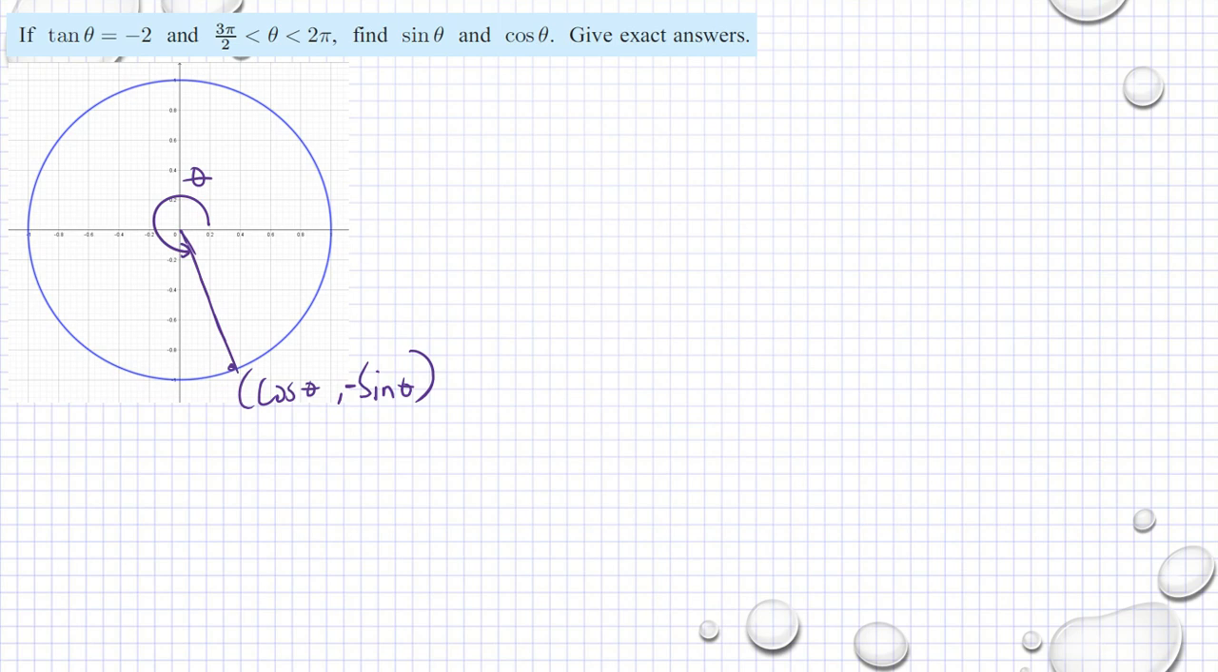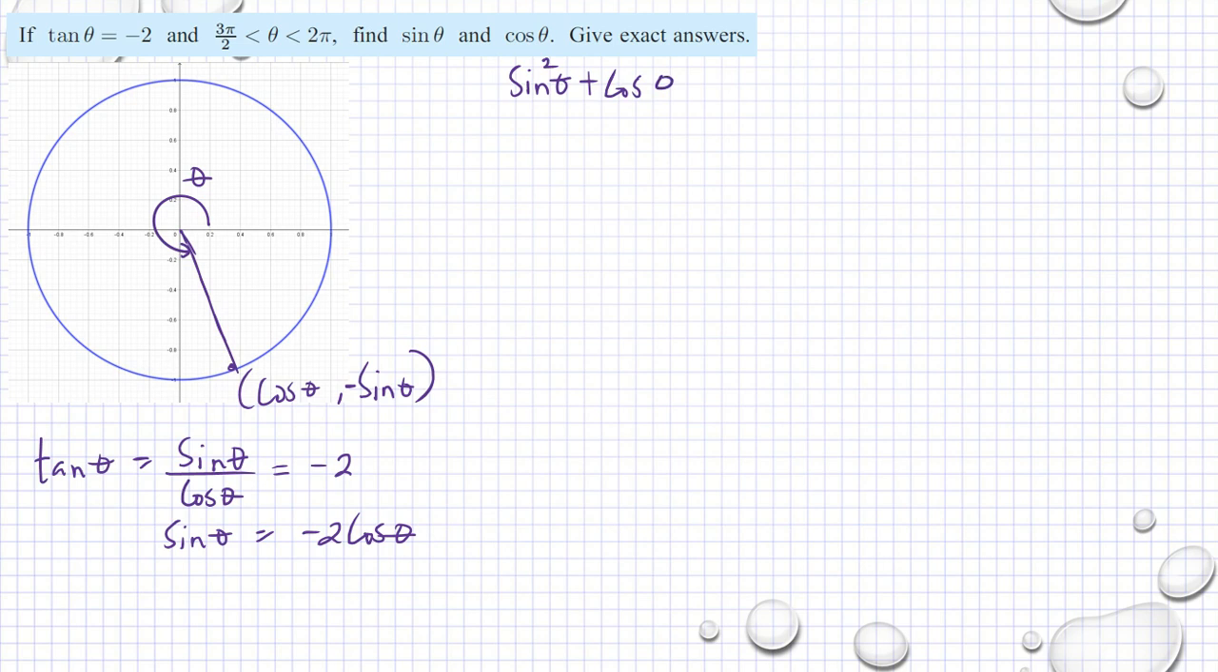We know that tangent theta is equal to sine theta divided by cosine theta, which is equal to negative 2. That means sine theta is equal to negative 2 cosine theta, if we multiply both sides of the equation by cosine theta. Then our identity: sine squared theta plus cosine squared theta is equal to 1, and sine theta is negative 2 cosine theta, squared. It is allowed to do this.